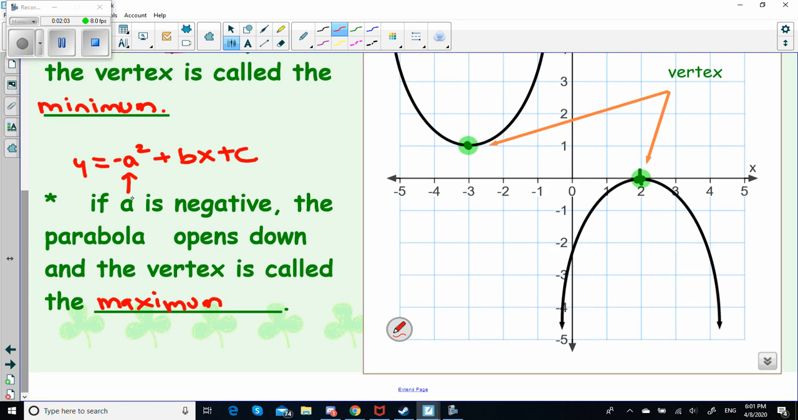And if in standard form that a is negative, the parabola opens down and the vertex is called the maximum. And you can see that over here. This maximum is the highest point on that parabola, which is why it's called the maximum. Both of these points are the vertex. And this vertex is negative 3, 1. And this vertex is 2, 0. And the line of symmetry would be the fold right down the center. The line of symmetry for the one on the left is x equals negative 3. The line of symmetry for this one on the right is x equals 2. You must have the x equal, otherwise it's just a number and it's not a line.